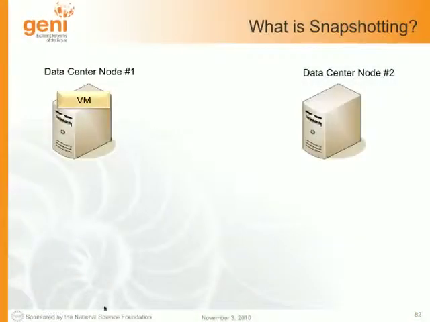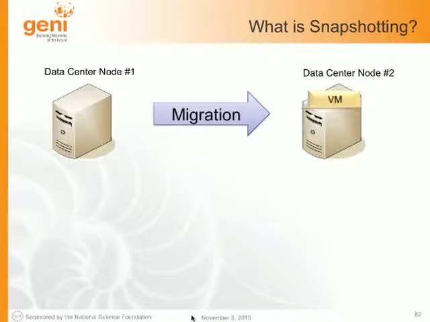So to start with, let me explain what snapshotting is. Most of you here are familiar with live migration of virtual machines. Here I'm showing a very simple example where we have 2 data center nodes, and there is a virtual machine running on node 1. Now, we can migrate the VM to another node, meaning that the running state of the virtual machine is moved to another node, and it is going to run on the second node. However, if there is a failure, then we won't be able to migrate the VM because the running state is lost.